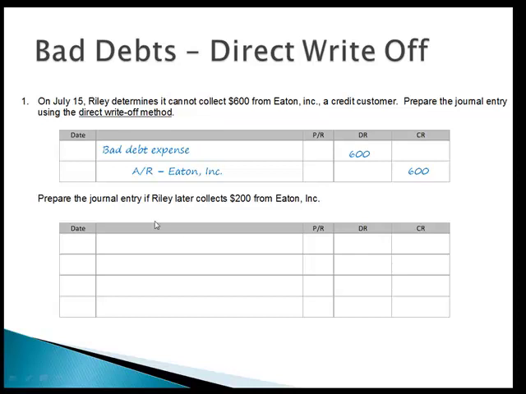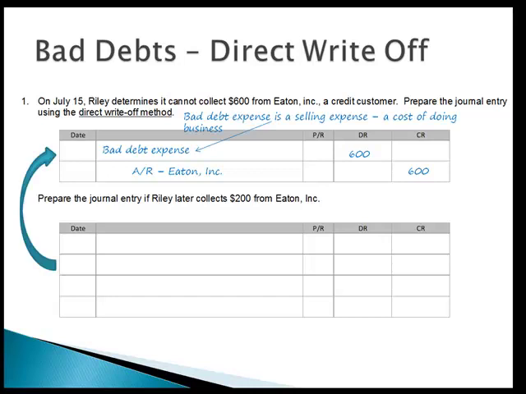Now, if Riley later collects $200 from this company, what do we have to do? It's a two-step process. First, we reverse the original transaction. Okay, so originally we debited bad debt expense and credited accounts receivable. We're going to flip that. We're going to credit bad debt expense and debit accounts receivable. That's putting the transaction back on the books. However, we're only going to do it for $200.